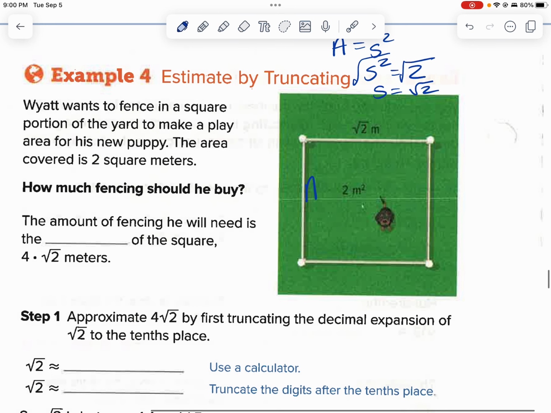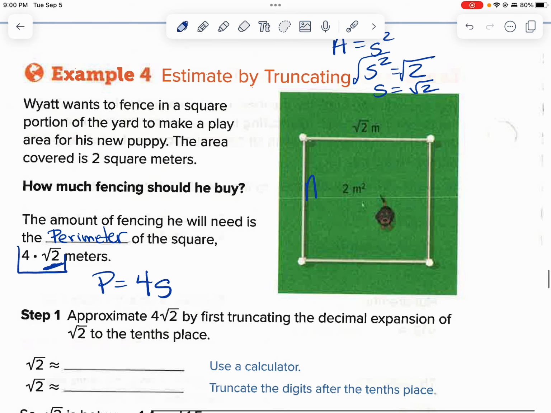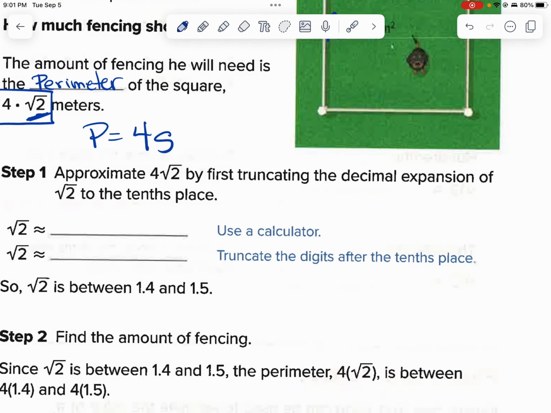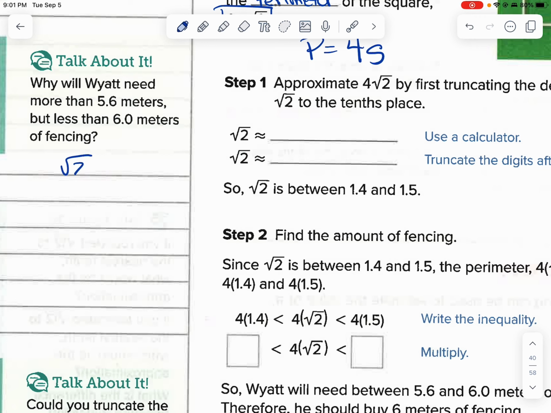Now, the outer part is called the perimeter. So how we find perimeter is 4 times the side. Well, the side is the square root of 2, so I'm going to take 4 and multiply it by the square root of 2. Now, we're not going to do this truncating thing like they have. We're going to do our approximating like we did a minute ago.